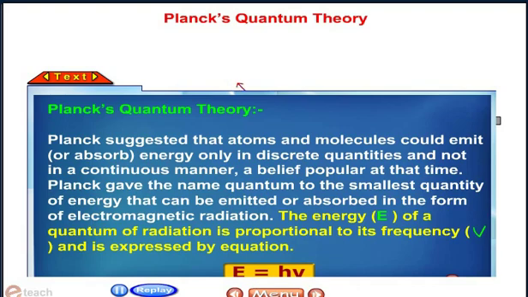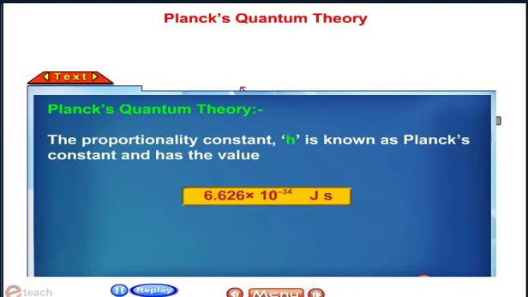Planck gave the name quantum to the smallest quantity of energy that can be emitted or absorbed in the form of electromagnetic radiation. The energy E of a quantum of radiation is proportional to its frequency nu and is expressed by the equation E equal to h nu. The proportionality constant h is known as Planck's constant, and it has a value equal to 6.626 × 10^-34 joule second.